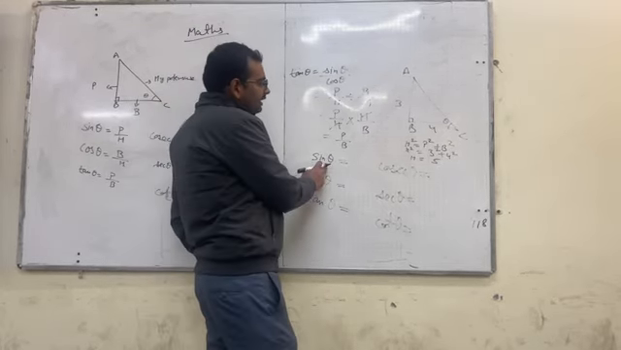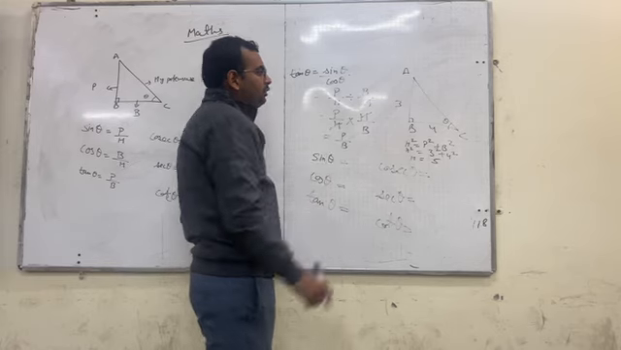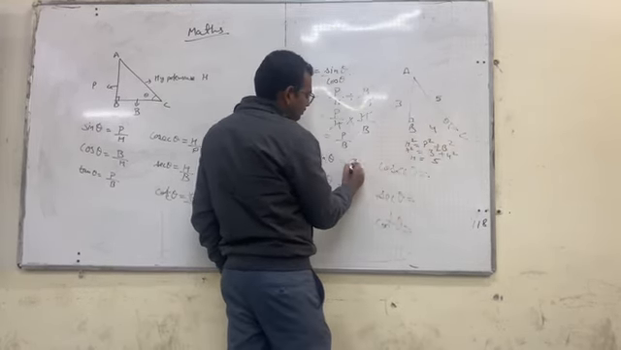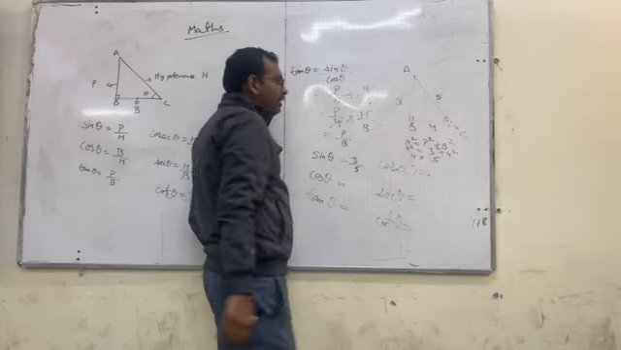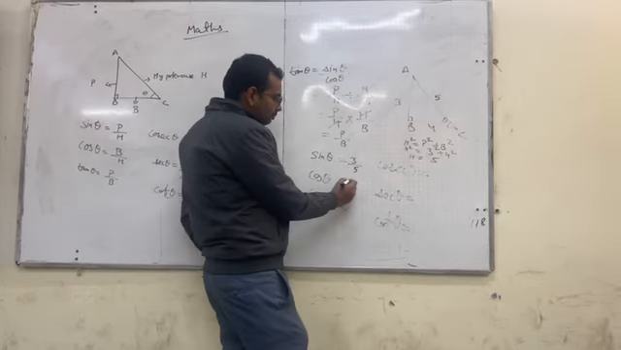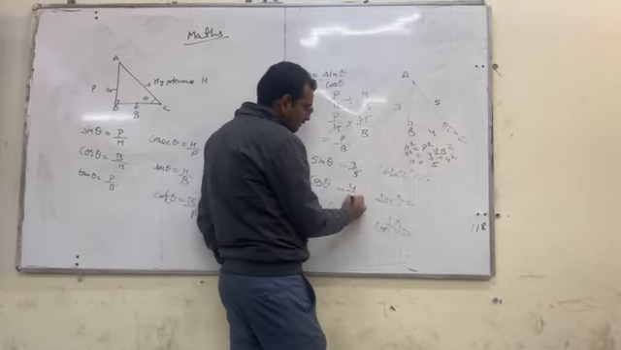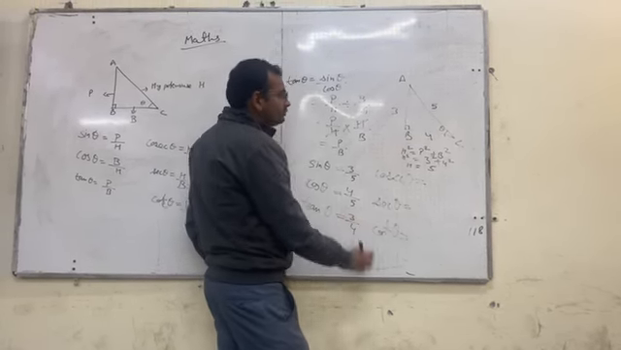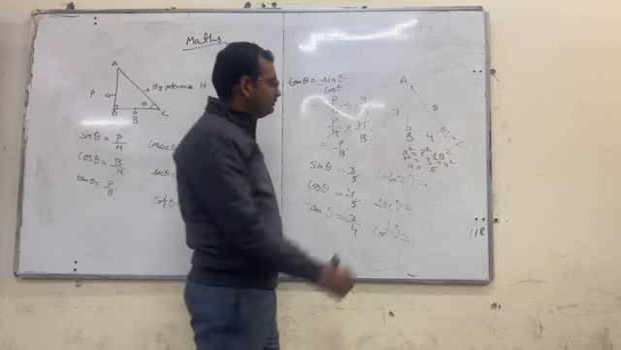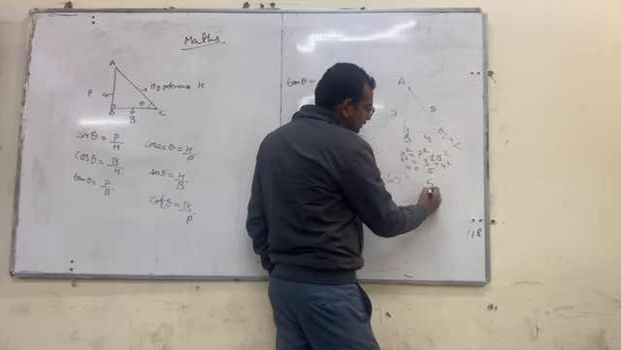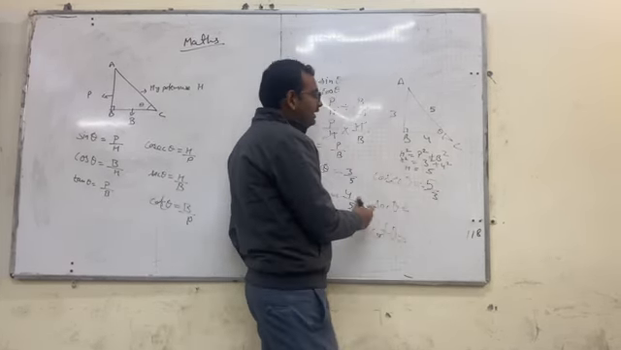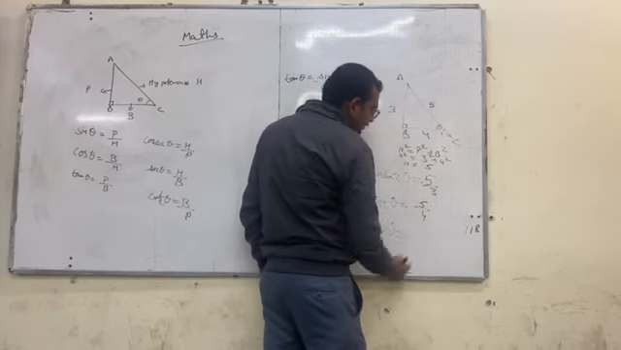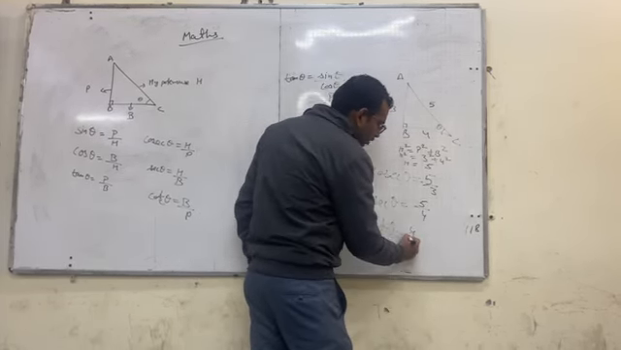So what is the value of sin theta? Sin theta is perpendicular upon hypotenuse. So the value of sin theta is 3 upon 5. Value of cos theta similarly 4 upon 5. Value of tan theta 3 upon 4. Value of cosec theta 5 upon 3. Value of sec theta 5 upon 4. Value of cot theta 4 upon 3.